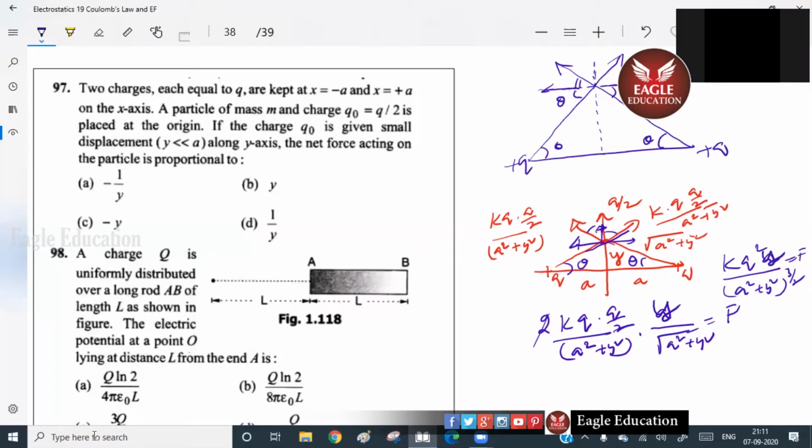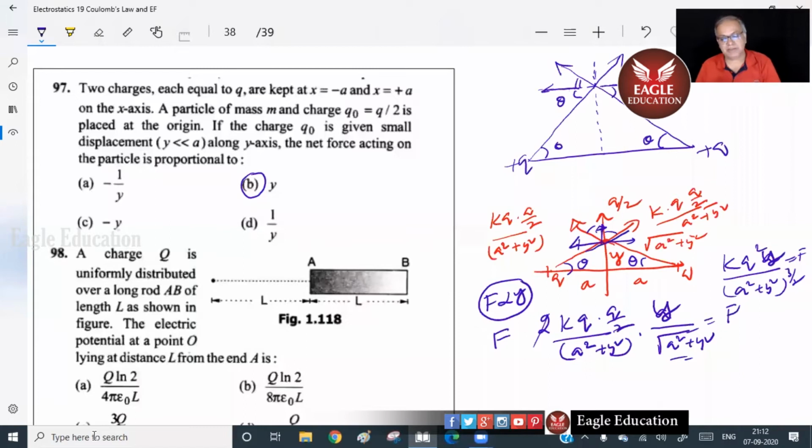Yes, sir. If y is less than a, you will ignore this one. So force will be proportional to y. And it's going away, so no minus y, it is only y. It won't come back, it will be unstable equilibrium the way we discussed. So force is proportional to y here for small displacements. Is it all right? Yes, sir.